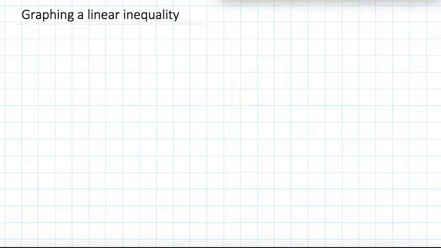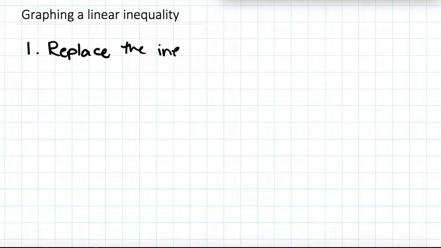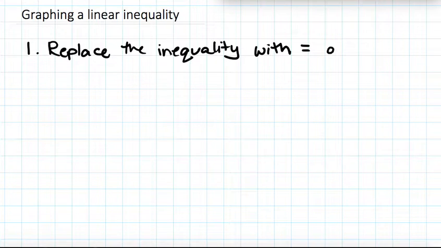This is similar to the process for just graphing lines, but we're going to add a couple of extra steps. So what we're going to do first is replace the inequality symbol, which is a less than or greater than symbol, with an equal sign, and graph the line using the same processes that we saw back in section 2.4.